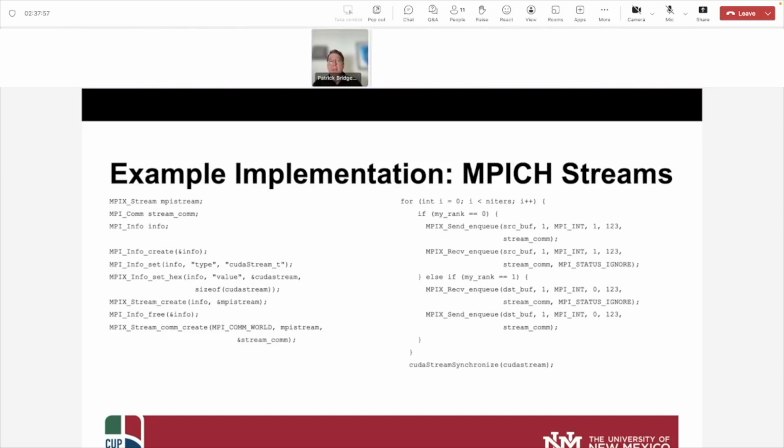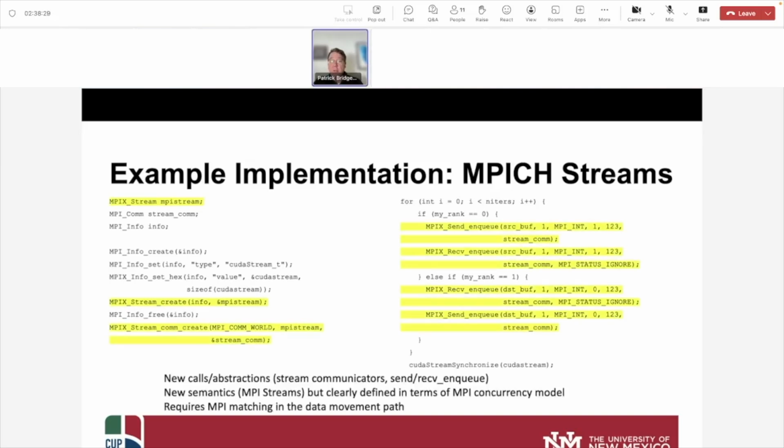And it works. The basic idea here is that it defines this MPI+X stream, which you associate with a communicator by creating a new stream communicator. Then once you've done that, you can enqueue sends and receives with new MPI operations, MPIX send enqueue and receive enqueue, to that stream. And then you can synchronize on the underlying CUDA stream to await those MPI operations to happen.